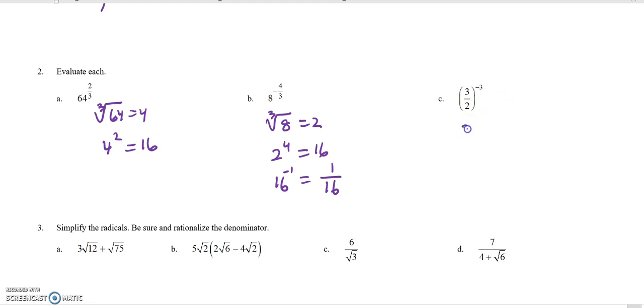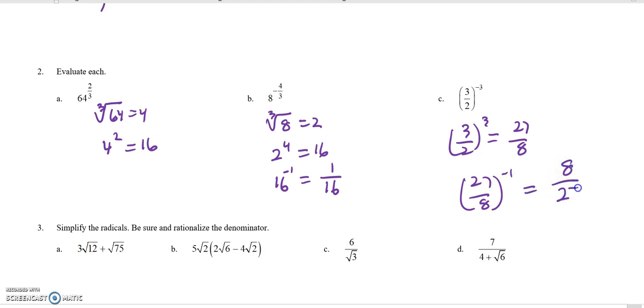Here I want to raise this to the 3rd power. I'll just cube the top, cube the bottom, and then I'll raise that to the -1 power. So that'll give me 8 over 27.